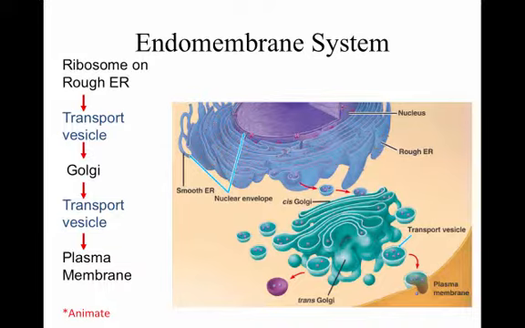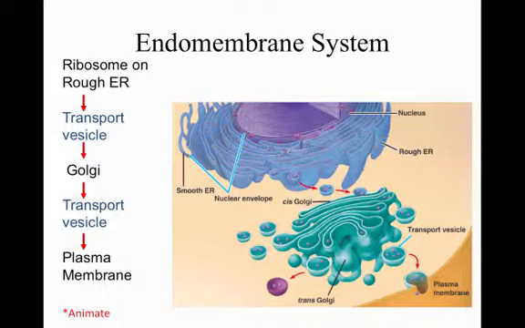Now, with the endomembrane system, you're making proteins that are going to leave the cell. A great example is insulin. Insulin is a protein that's also a hormone, and it's made by cells in your pancreas. And it's made through this endomembrane system because it is secreted to the exterior, and it's used in your bloodstream in the regulation of your blood sugar.